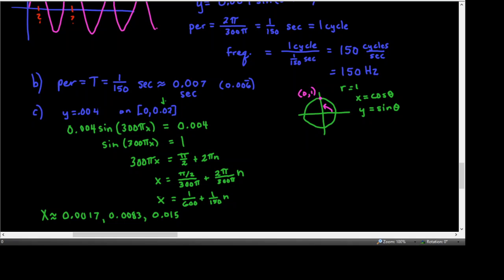Okay, so that means that our solution set contains just those 3 numbers, 0.0017, 0.0083, and 0.015. That's all the answers between 0 and 0.02.